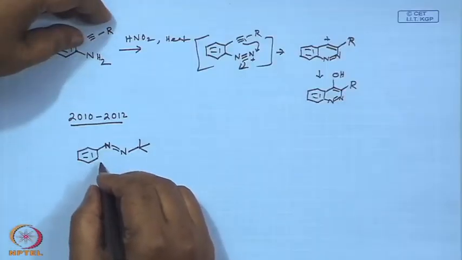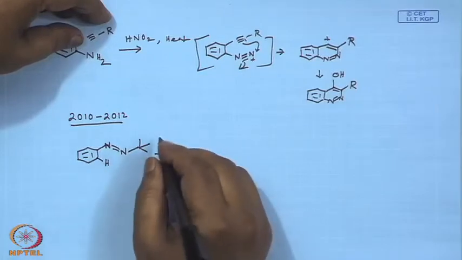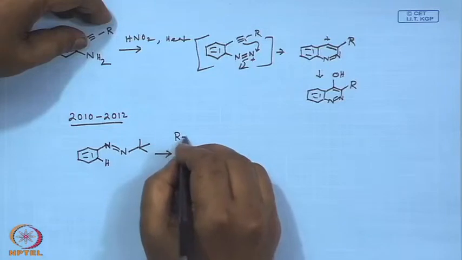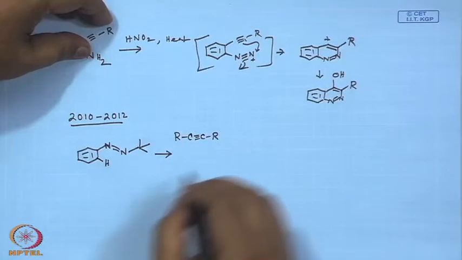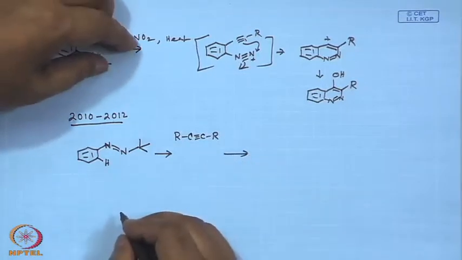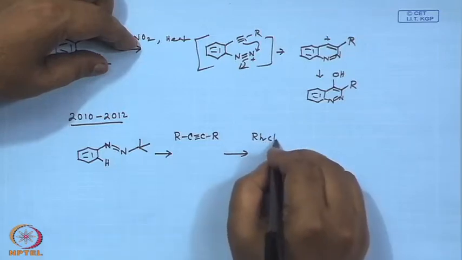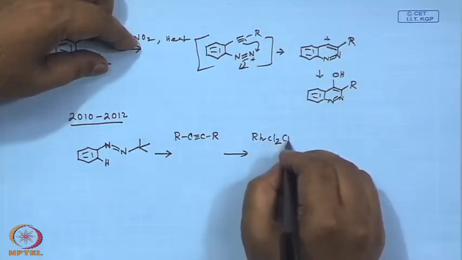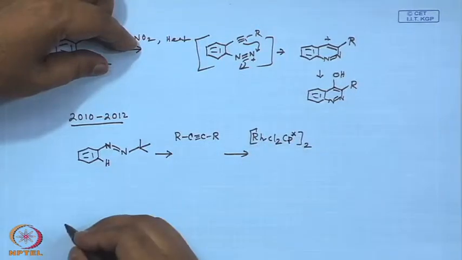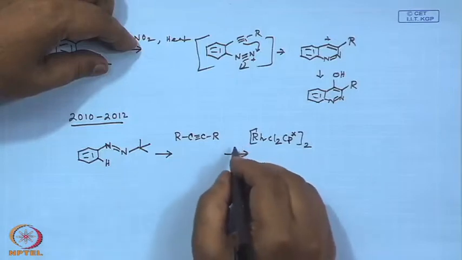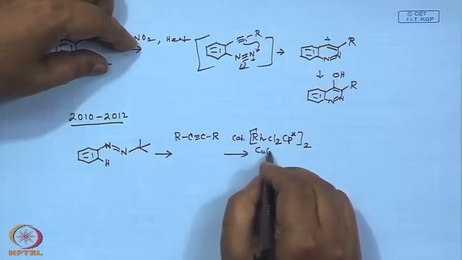Now, if you treat this with an alkyne, a disubstituted alkyne, let us say R here, in the presence of a rhodium catalyst. In this case, the rhodium catalyst is rhodium Cl2 dichloride with Cp star. Cp star, this is believed to be in a dimeric state, and this is catalyzed. Then an equivalent amount of oxidant is required.